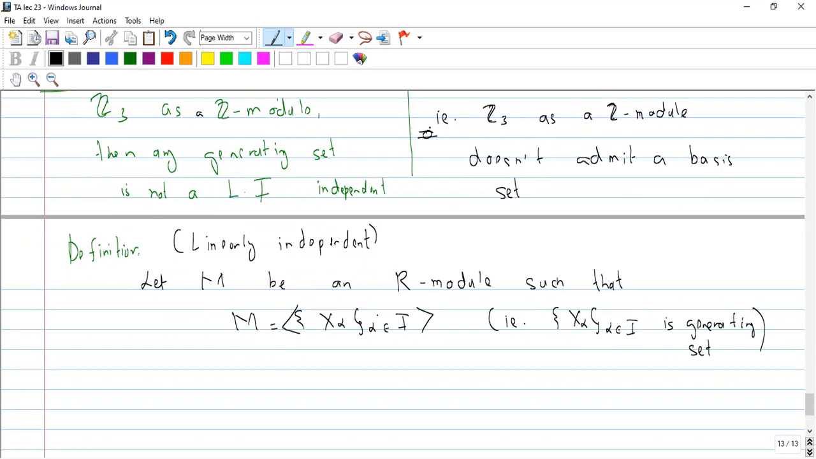So say that it is generated by these X alpha. So the set which is a generating set of M is called a linearly independent set.